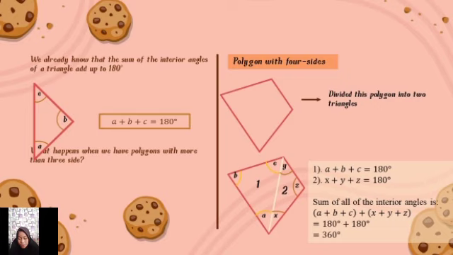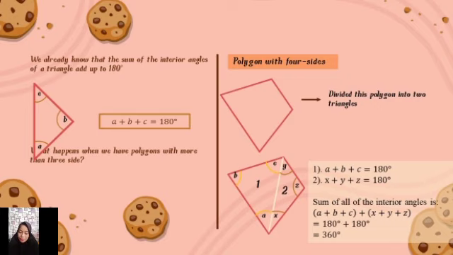And the solution, we already know that the sum of the interior angles of a triangle adds up to 180 degrees. So we can see the picture. There is a triangle with 3 angles, and A plus B plus C equals 180 degrees. So what happens when we have polygons with more than 3 sides?